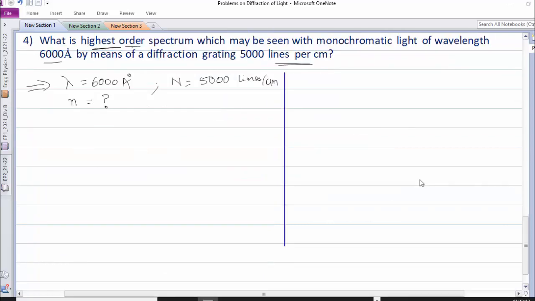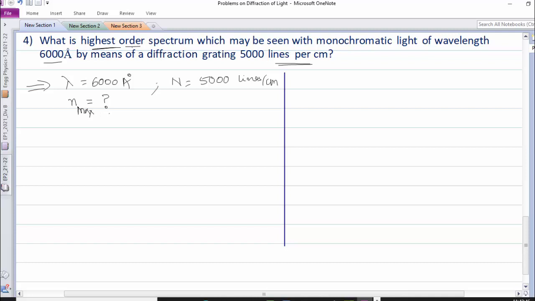The fourth problem: what is the highest order spectrum which may be seen with monochromatic light of wavelength 6000 angstrom unit by means of a diffraction grating of 5000 lines per centimeter? So I have written here what is to be found out and what is given. Capital N is given, that is 5000 lines per centimeter, and the wavelength of light is 6000 angstrom unit, and we have to find the highest order, so we need to find n max.